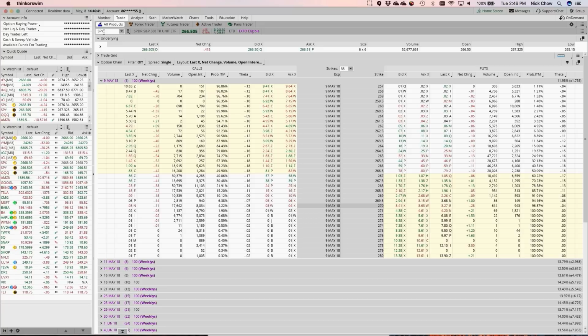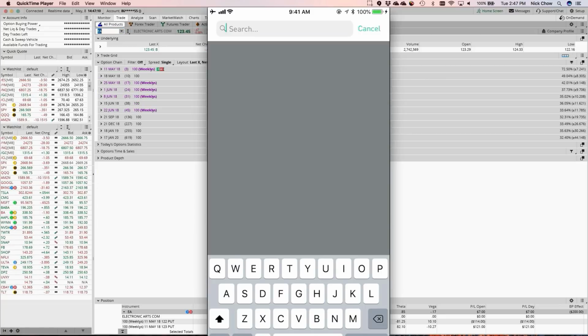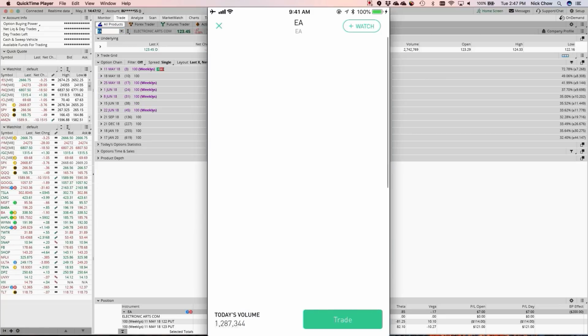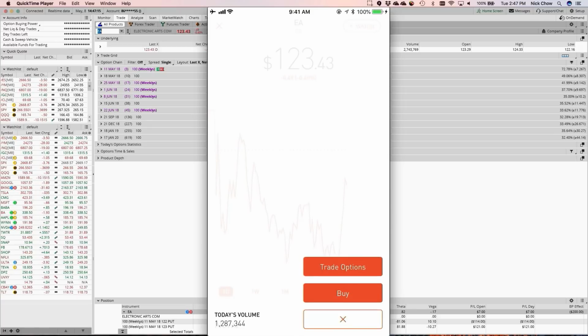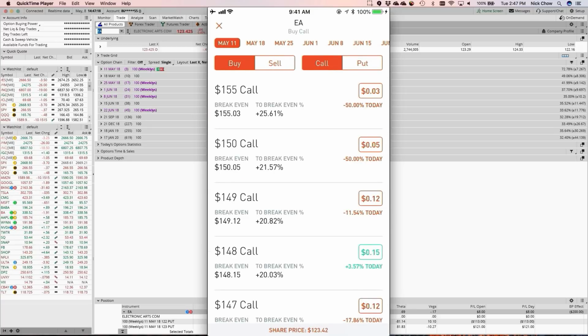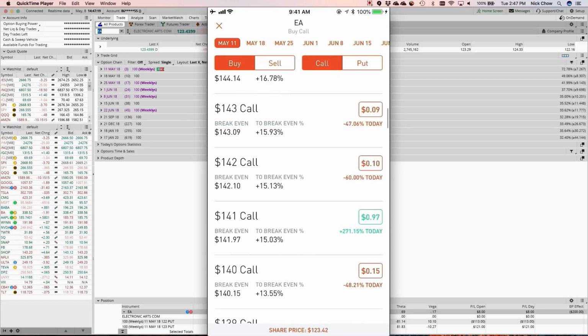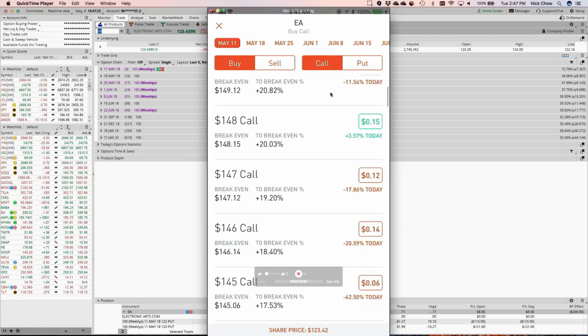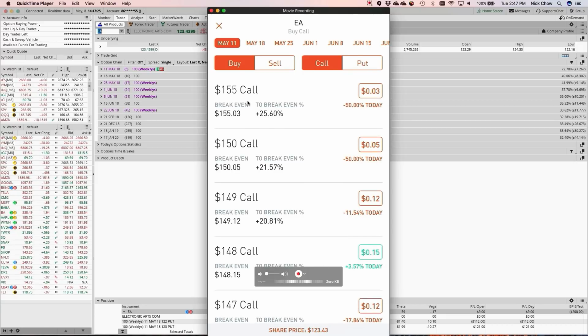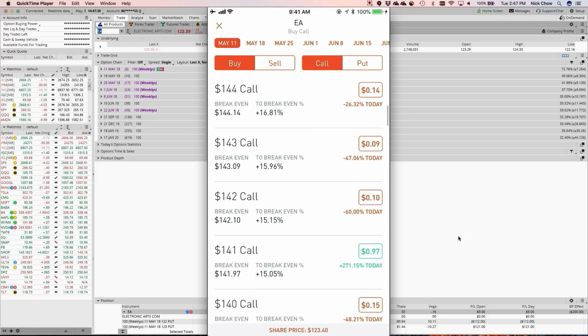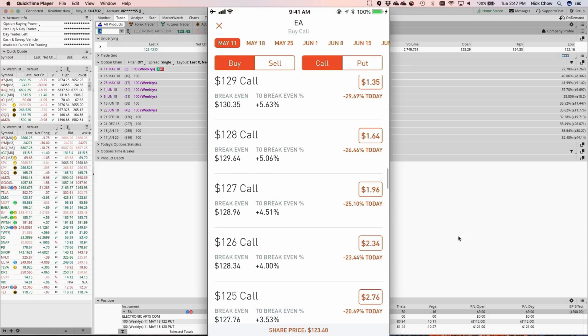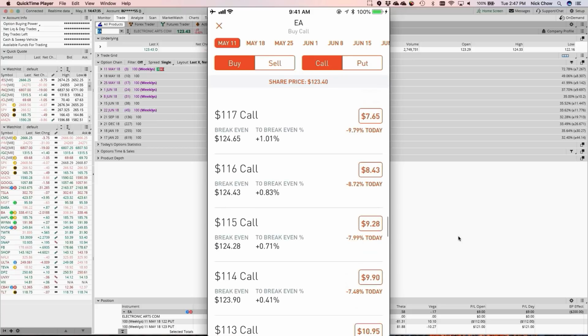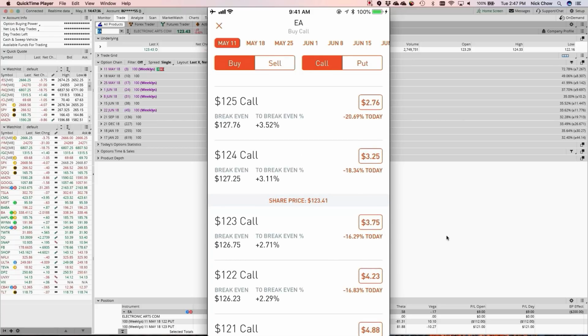Now, if we go to something that's not as liquid, like EA, which I'm trading for earnings today, let's look at EA. That's the other thing: it started me at the very top instead of at the money. We started up here at the 155 calls, and the share price down here is 123.40, so we have to scroll all the way down to get anywhere we actually want to trade.